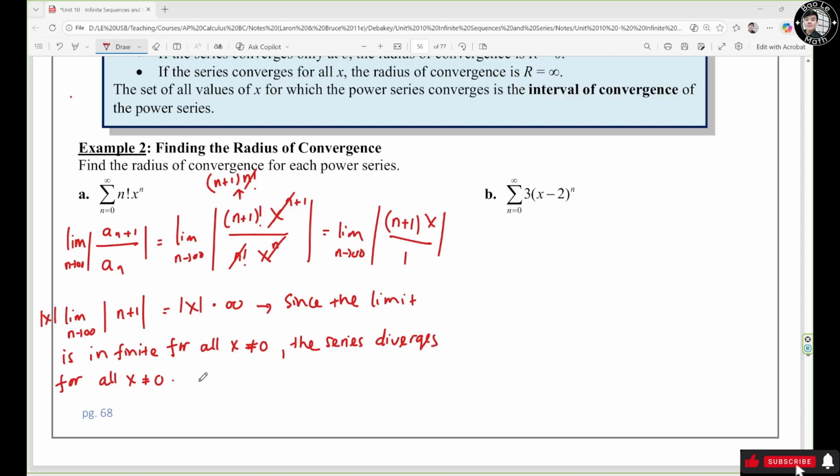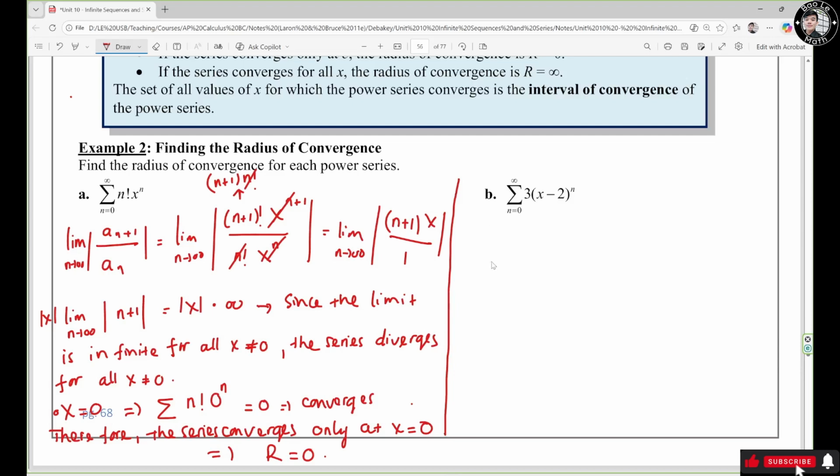Now when s equals 0, the series becomes n factorial times 0 raised to the n, right? So it could be 0, which is convergent, right? Therefore, the series converges only at s equals 0, and the radius of convergence is 0.